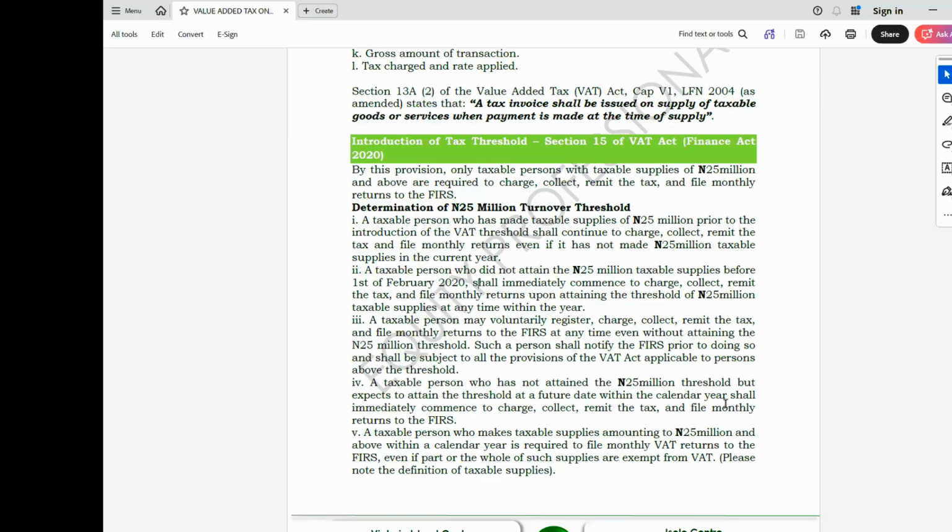So a taxable supplier who has not attained the 25 million threshold, but expects to attain the threshold at a future day within the calendar year, shall immediately commence to charge.